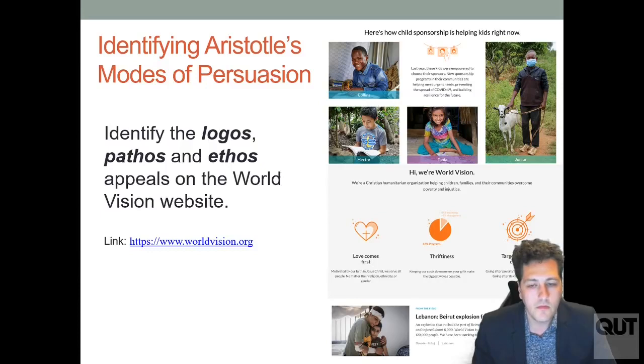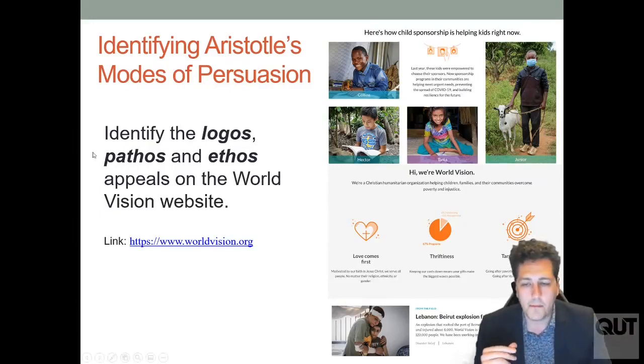Would it be how, like they're saying up the top, like here's how sponsorship is helping kids right now? Yeah, absolutely. This is the logical argument as to why. So this perhaps more than anything else is the logos, right? Kids are empowered to choose their sponsors. Now sponsorship programs in the communities are helping meet urgent needs, preventing the spread of COVID-19 and building resilience for the future. It's making this logical argument. If you give us money, you are going to be helping these people survive the pandemic. You're going to help these people have agency, and yeah, absolutely.